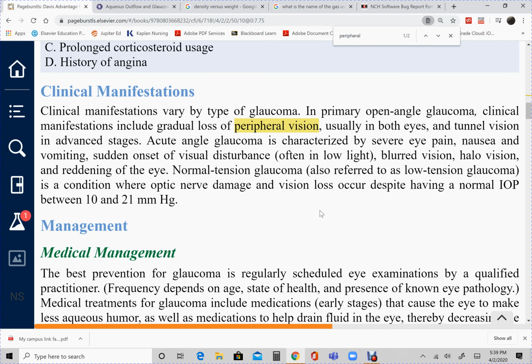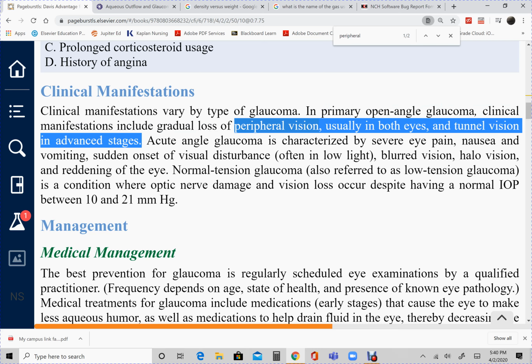Manifestations, regardless of the type of glaucoma, except of course for acute angle glaucoma, there is loss of peripheral vision. So normal tension, primary open angle glaucoma and secondary glaucoma all have loss of peripheral vision, and as a result you'll have tunnel vision, because you can't see from your periphery, so you'll have only central vision remaining, and then eventually this will lead to blindness.